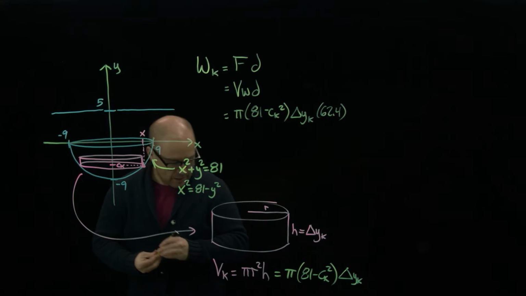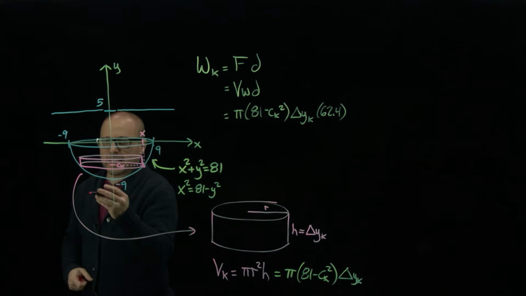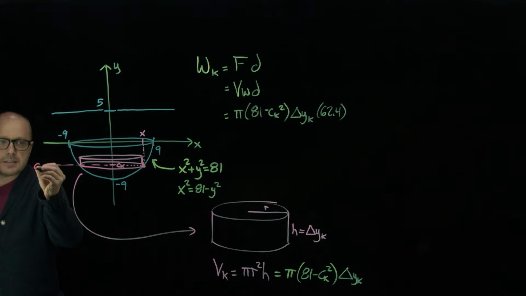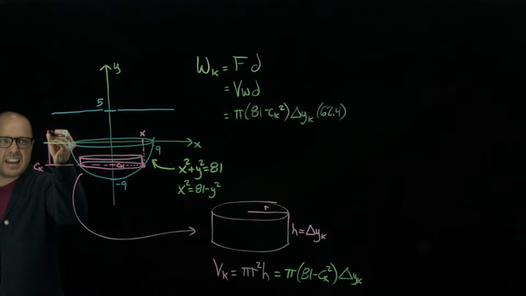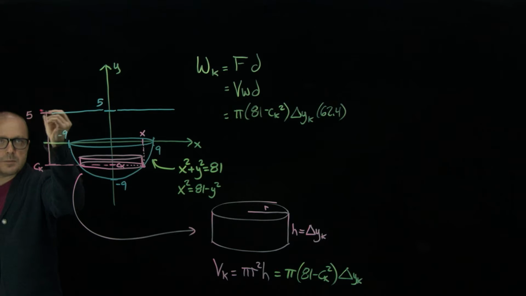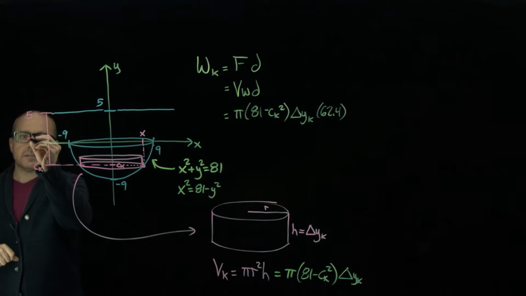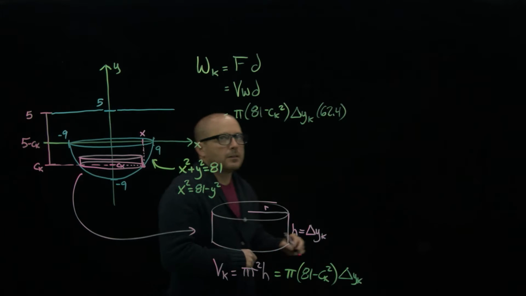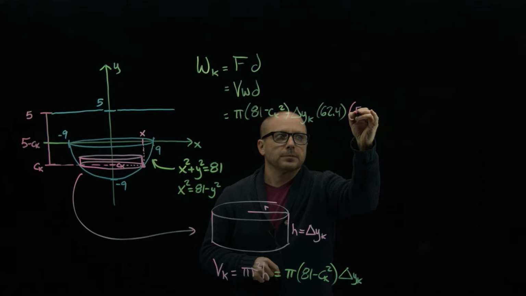So if we come over here, it's starting at c sub k, right? And it's ending at 5. So that distance is 5 minus c sub k. So there's our last piece.